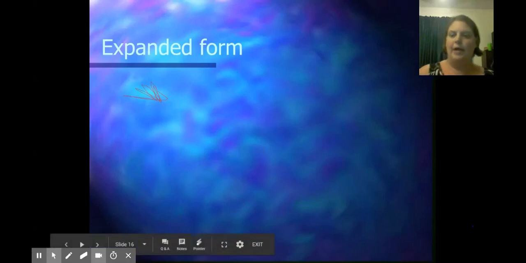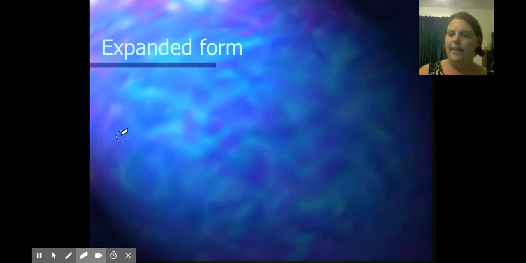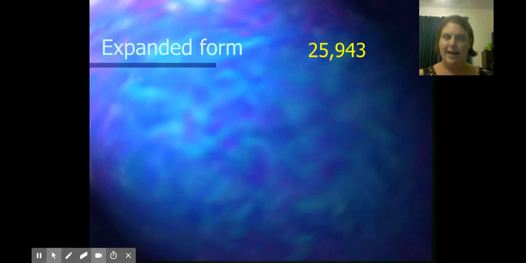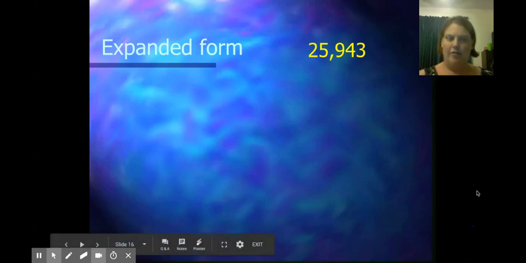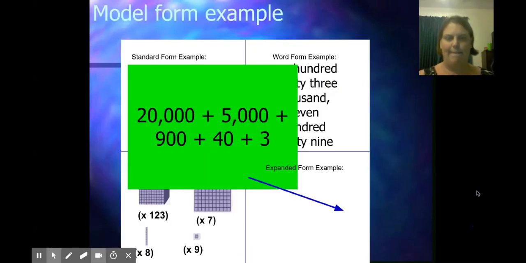Then we will look at the expanded form of this number, 25,943. An expanded form says 20,000. So I need to find 20,000, so I'm going to write in big numbers. Plus 5,000, that's 25,000. Plus 900, plus 40, plus 3. That's an expanded form. So I'm going to pull out and stretch that number, and it's going to my expanded form example.